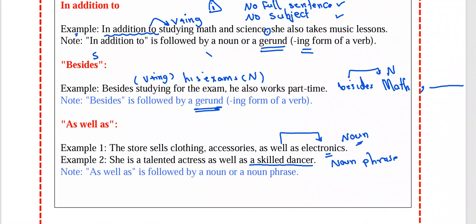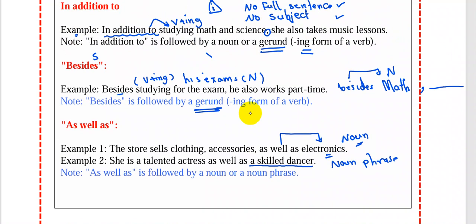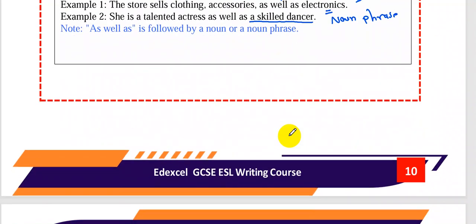As well as a skilled dancer, it's not a full sentence. Besides studying for the exam, it's not a full sentence. And in addition to studying math, it's not a full sentence. So the rule here is in addition to, besides, as well as, the three here, followed by a noun or a gerund.